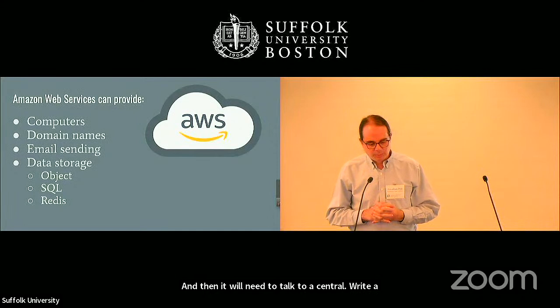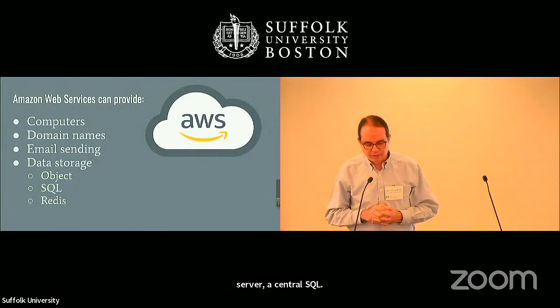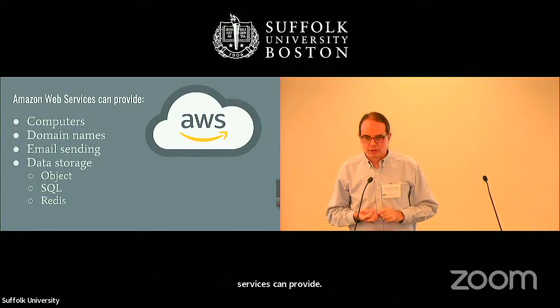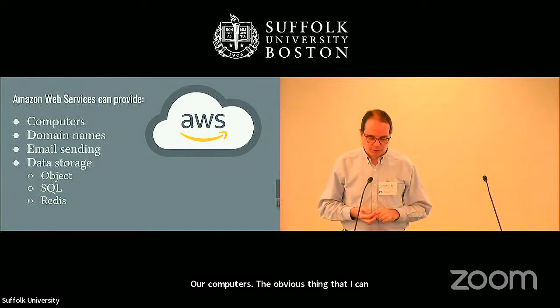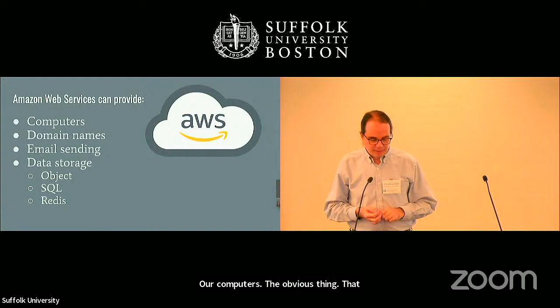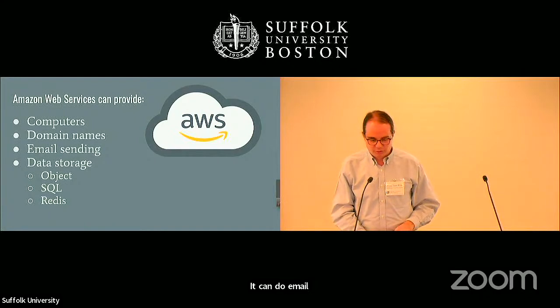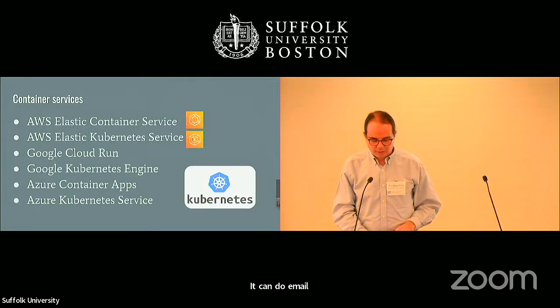So some of the web services that Amazon Web Services can provide are computers, the obvious thing. It can also handle your domain names for you. It can do email sending, and it can do those three different types of data storage that I talked about.